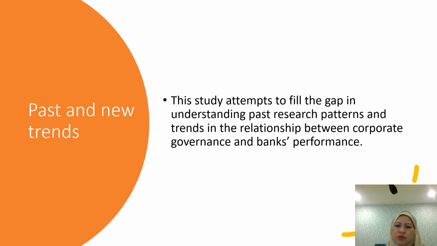So, past and new trends. What are we trying to look at? We're trying to fill the gap in understanding the past research patterns and trends in the relationship between corporate governance and bank performance. Over the years, it has evolved. Banks are also facing new, very challenging situations, with IT, a lot of money laundering, fraud and everything. So what are the trends and research patterns in studying the relationship between corporate governance and bank performance?